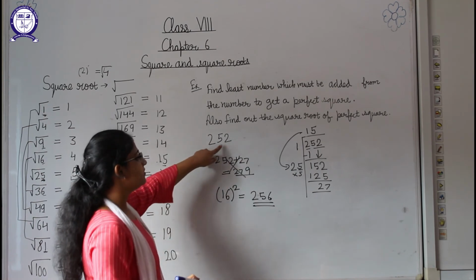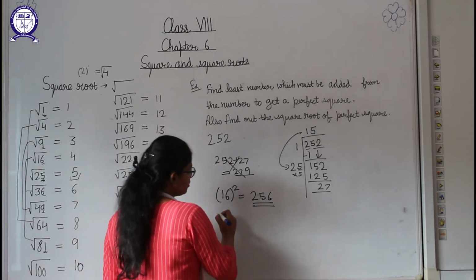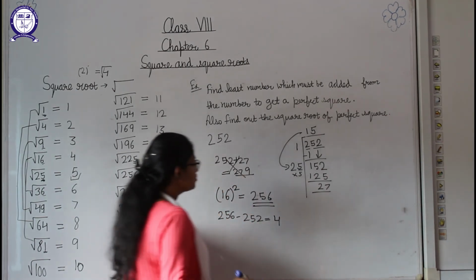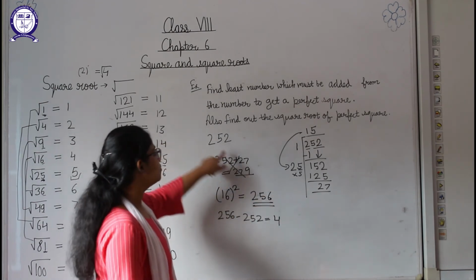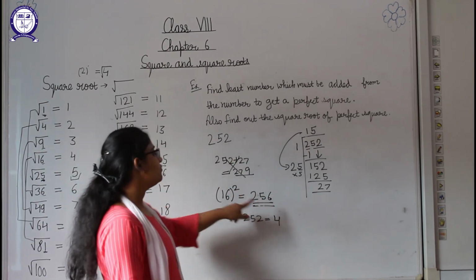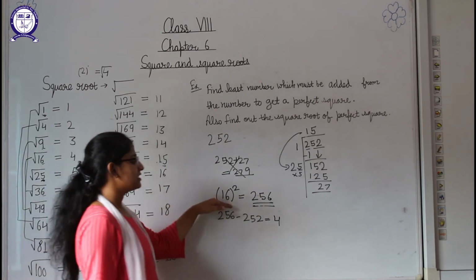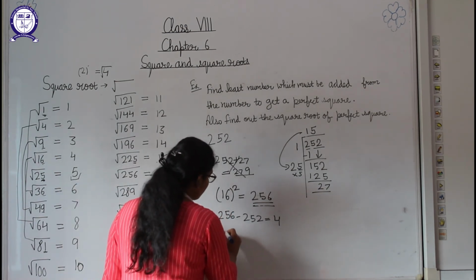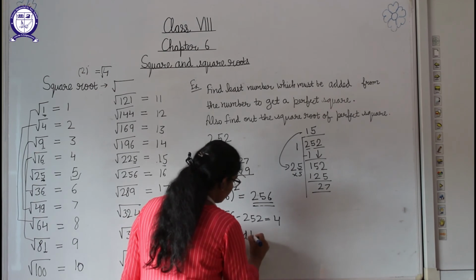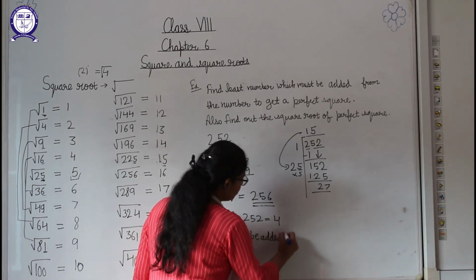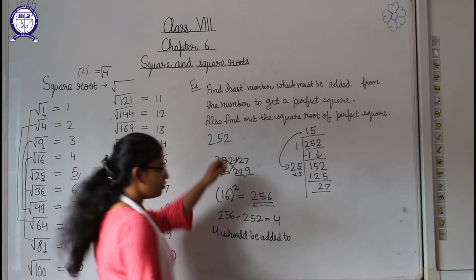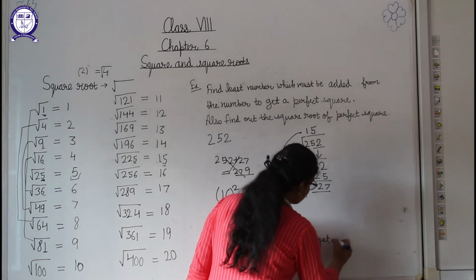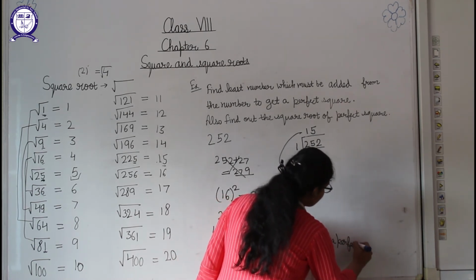And what were we given? We were given 252 here. So 256 minus 252, what are we getting? We are getting 4. So students, if we add 4 to 252, we get 256, and 256 is a perfect square number as 16 is its square root. Okay, so what will be our answer, students? 4 should be added to 252, the number given to us, to get a perfect square.